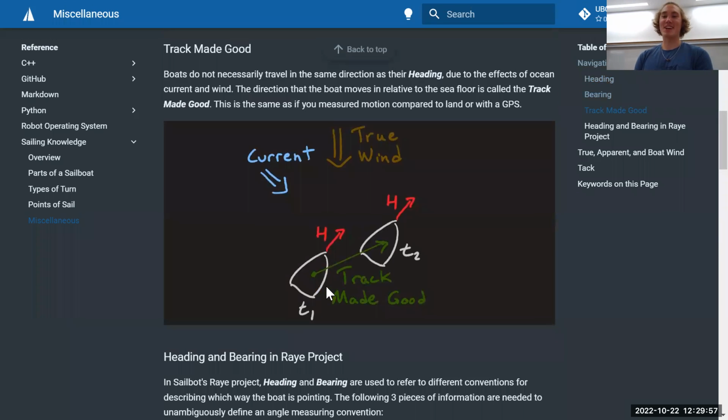Patrick, I feel like I should explain what they mean in Sailboat too. Or are you guys not actually working on Ray?